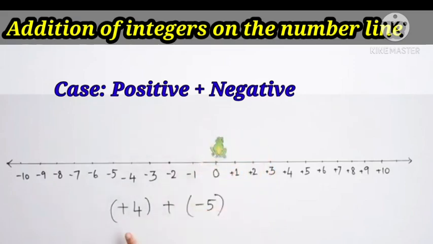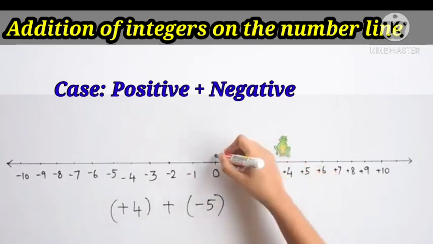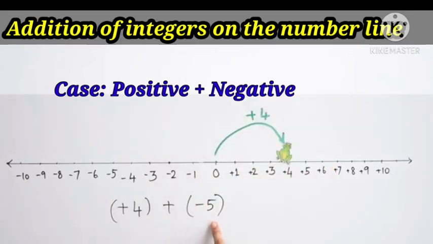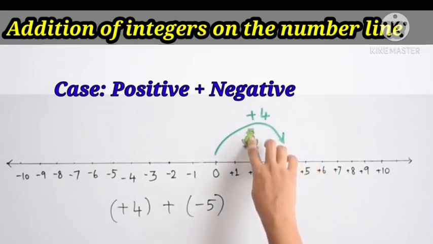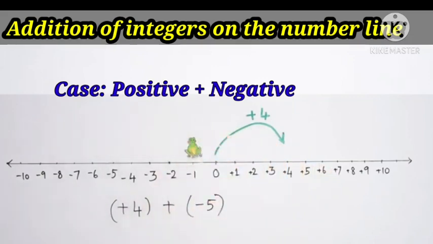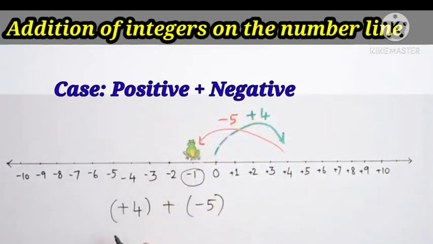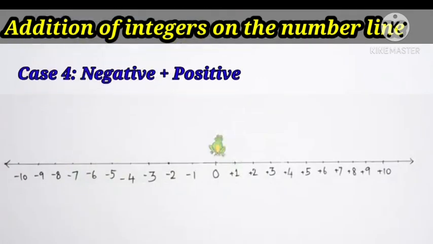The frog is at 0. The first integer is plus 4. So from 0, the frog has to jump 4 steps to the right. Now the next integer is minus 5. Minus symbol means the frog has to move to the left. That is 5 steps to the left. Now the frog has reached at minus 1. So children, positive 4 plus negative 5 is equal to negative 1.